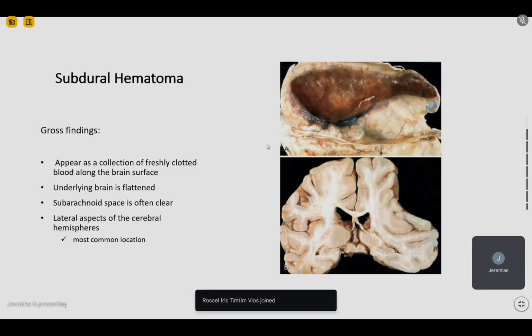So grossly, the acute subdural hematoma appears as a collection of freshly clotted blood along the brain surface. So the underlying brain is flattened, as shown in the picture, and the subarachnoid space is often clear. So symptomatic subdural hematoma most often manifests within 48 hours of injury, and they are most common over the lateral aspect of the hemisphere. So the treatment is to remove the blood and the associated organizing tissue.